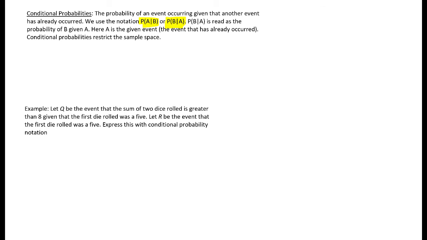Okay, here's an example. Let Q be the event that the sum of the two dice rolled is greater than 8. Let R be the event that the first die rolled was a 5. Express this as a conditional probability. What they're trying to do is take the events R and Q and put them in the correct order within that conditional probability notation.